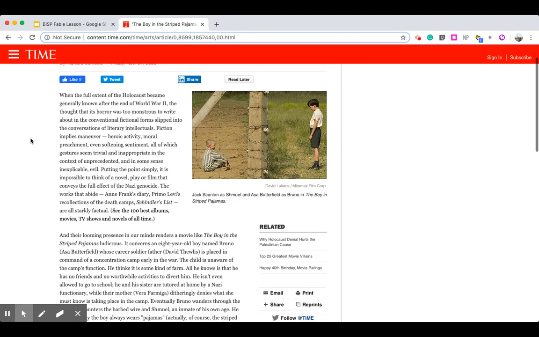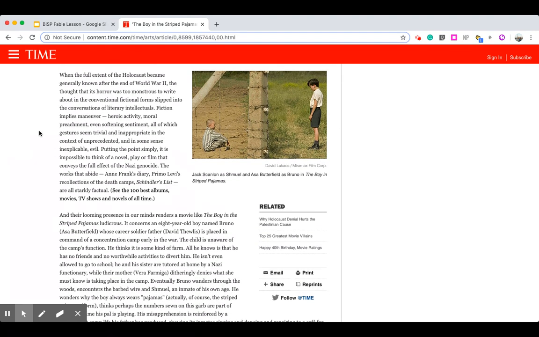When the full extent of the Holocaust became generally known after the end of World War II, the thought that its horror was too monstrous to write about in the conventional fictional forms slipped into the conversations of literary intellectuals. Fiction implies maneuver, heroic activity, moral preachment, even softening sentiment, all of which gestures seem trivial and inappropriate in the context of unprecedented and, in some sense, inexplicable evil.